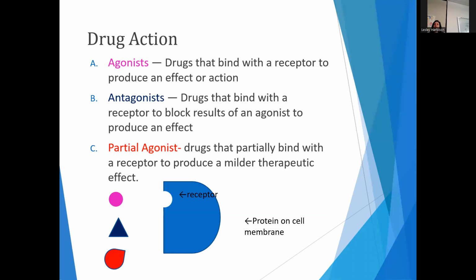An antagonist is a drug that binds with a receptor but blocks an effect. They're a different shape and they just kind of gum it up, and they don't allow the endogenous substances to come and do what they would do. They take up space and don't allow your body's natural neurotransmitters or hormones to do what they would do. And then there are partial agonists. They're kind of weaker. They'll bind and have a milder effect.